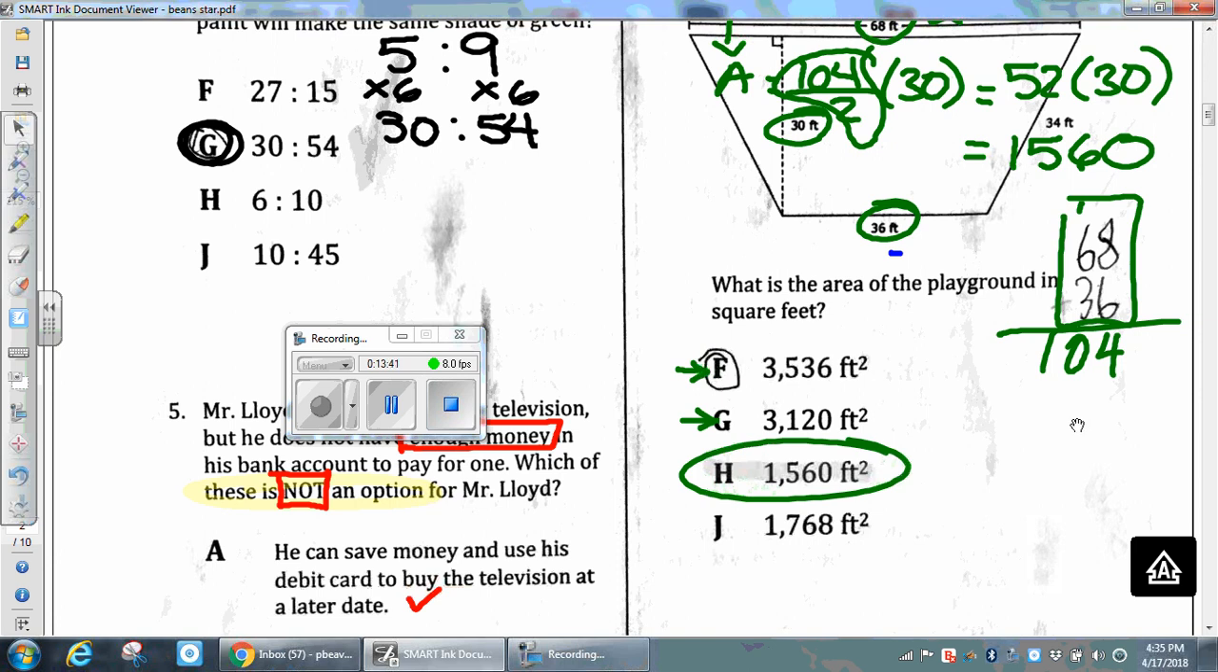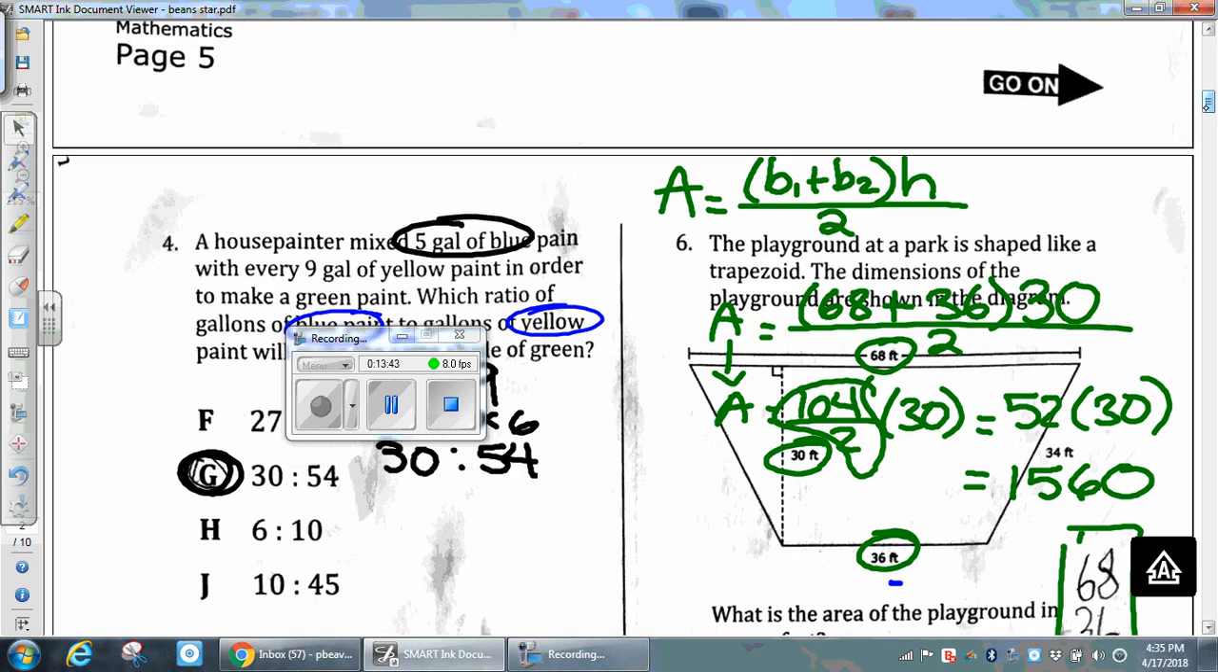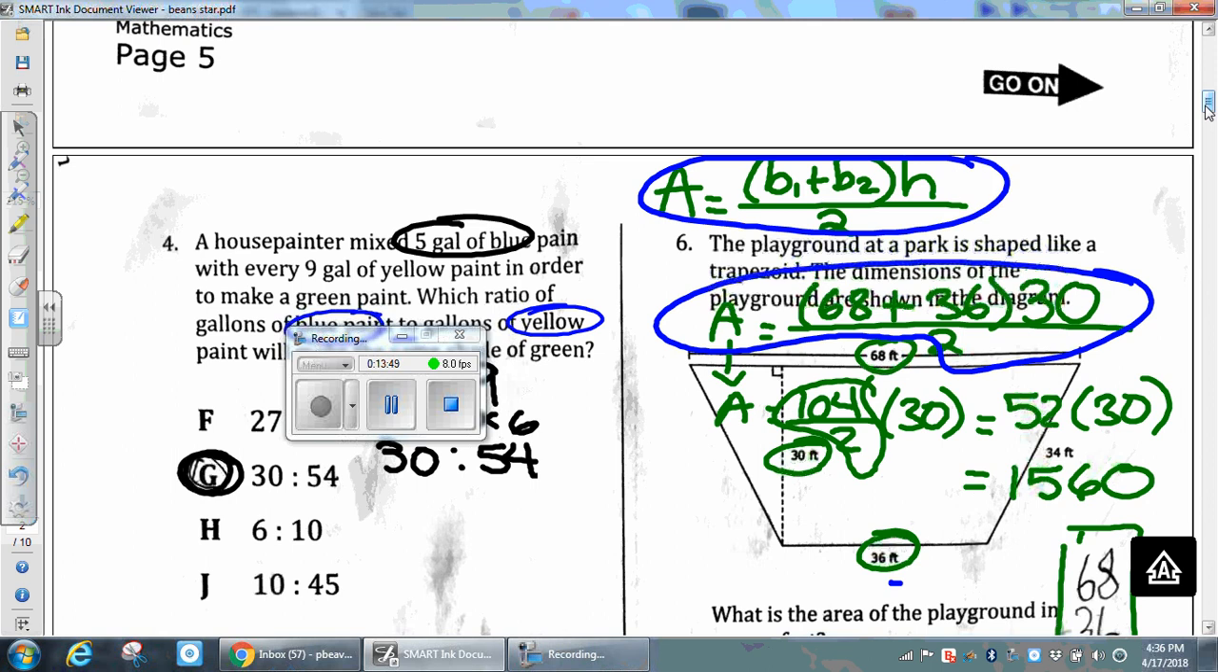So I'm going to just scroll over it so you can see how I got it again. So I did the substitution here that comes from this formula here. First, we do what's in parentheses. Then, just to save me trouble, I decided to do that division by 2. Here, 104 divided by 2, that's how I got the 52. And then 52 times 30, which was the height, we got 1,560. And of course, since here we have feet, our units for area will be square feet. So let's go ahead and move on to question number 7.